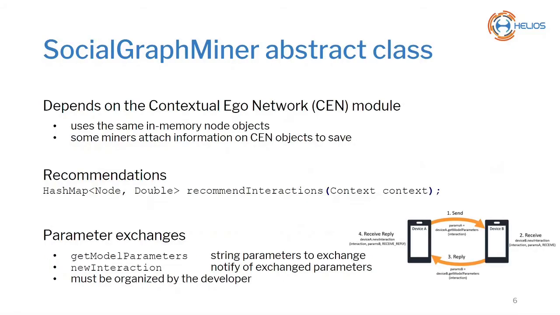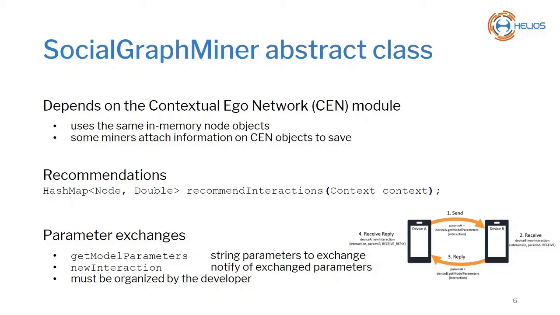It is important to note that enforcing this communication scheme is currently left to the discretion of the developer using the HELIOS platform. From a code perspective, the Social Graph Mining module's functionality is provided through an abstract class called the SocialGraphMiner. This is extended by various types of miners. Miners use entities of the contextual ego network module to reference the same in-memory social graph node, edge, and interaction objects, or attach data to be saved on those objects. The contextual ego network is a core module of the HELIOS platform, and more details can be found in the corresponding tutorial.